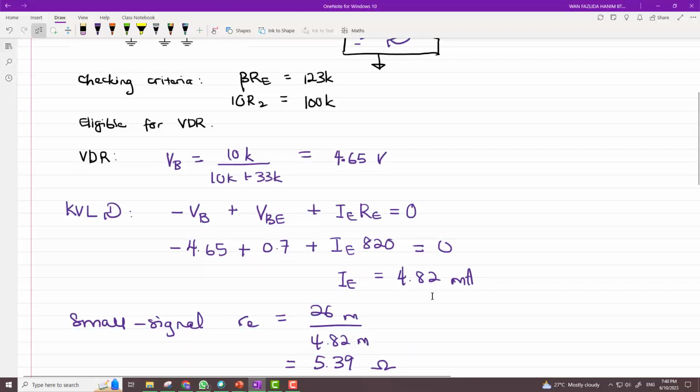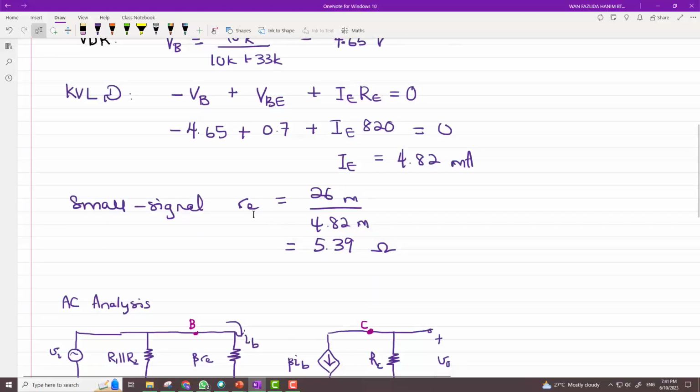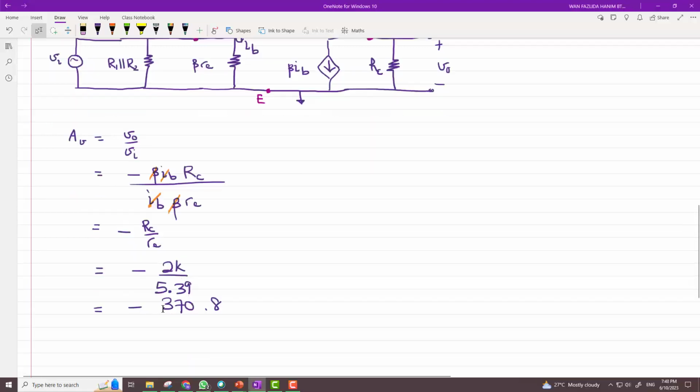Take note that I do not need to use IE equals beta plus 1 IB here, because I already know VB, and I only have to consider VB, VBE, and IE RE. The small signal model value RE is now 5.39 ohms. For the AC analysis, the small signal equivalent circuit is still the same as it was with the previous example. The expression for voltage gain is V out over V in. V out is still negative beta IB RC, and V in is still the voltage drop across beta RE, which is IB times beta RE. And the value now has been reduced to negative 370.8.